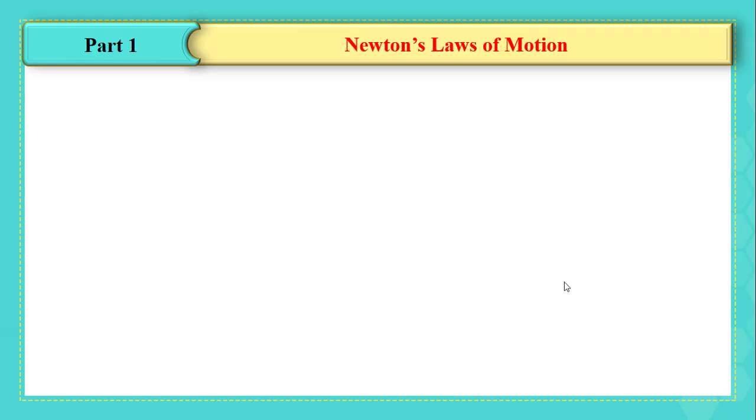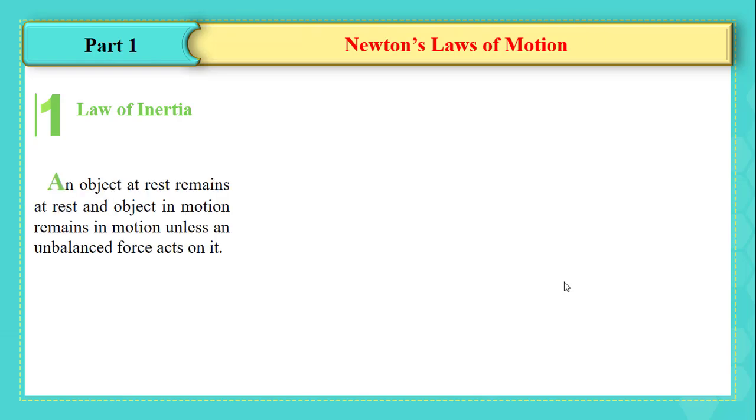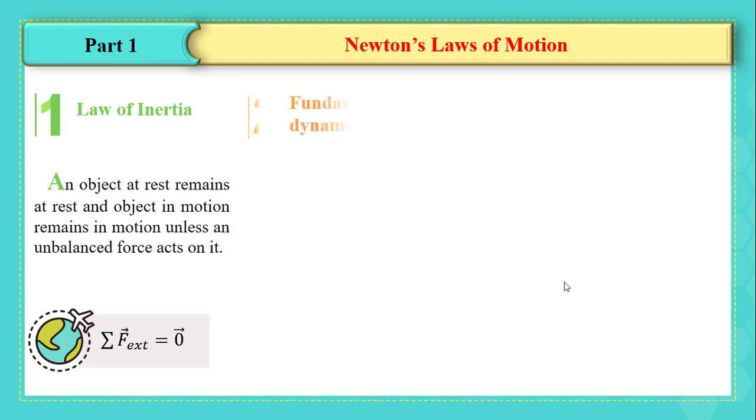In describing the motion of a moving object, thanks to Newton's laws, which relate an object's motion to the forces acting on it. What are Newton's laws of motion? First law, which is the law of inertia. An object at rest remains at rest, and an object in motion remains in motion unless an unbalanced force acts on it. Its form is sum of the external forces is equal to 0.